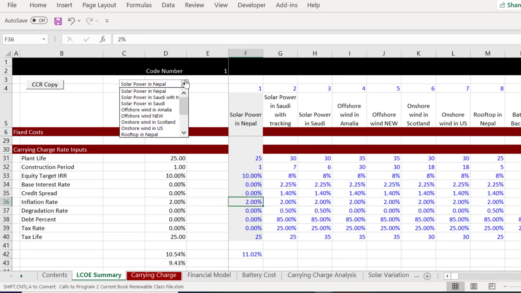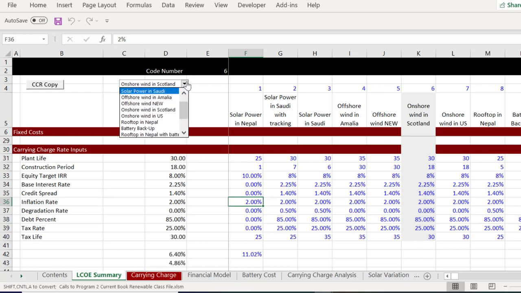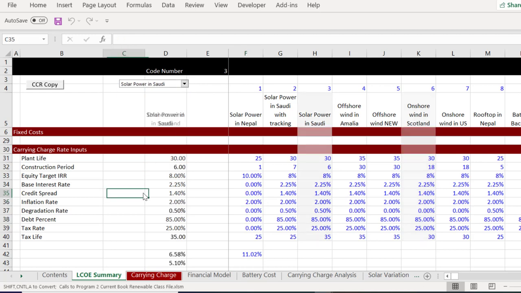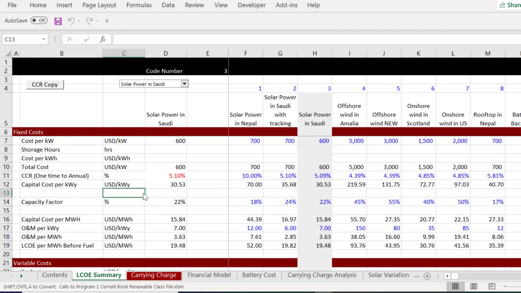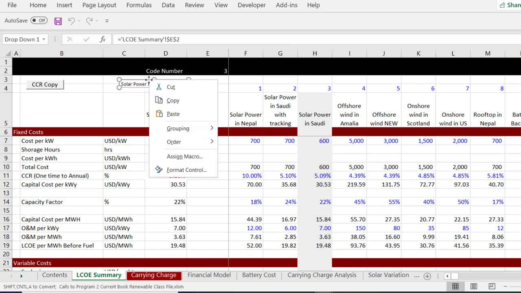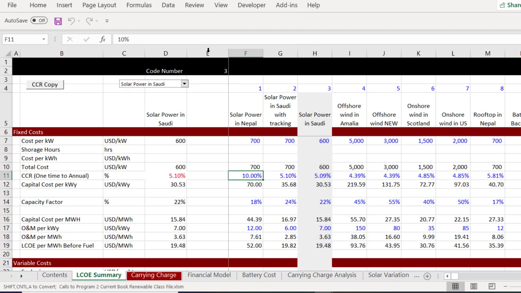But if I now select one of these other things, and for once I'm not going to go through how you do this with the developer tab. You can watch about 20 other videos to get that. And I suppose the one thing I had to do is transpose the titles. If you right click and go down to format control, it just gives you a number, and it just takes those columns. So now we're on number three.